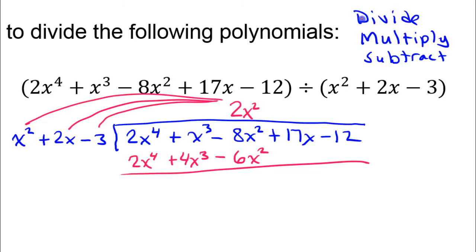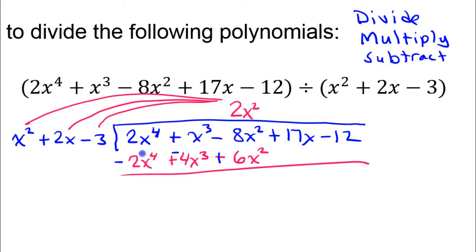Alright, so we did divide and we did multiply. Now it's time to subtract. So the easiest way to subtract one polynomial from another is to change the signs and combine like terms. So if I change this to a negative, and I'll change this to a negative, and I'll change this to a positive. Alright, now if I combine like terms, I'm subtracting.